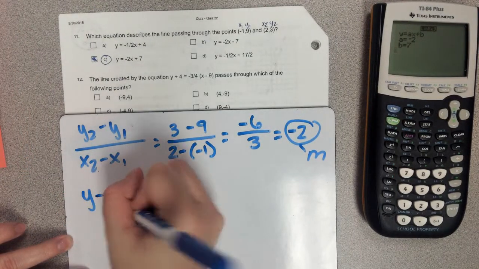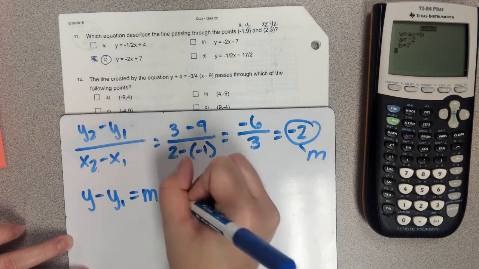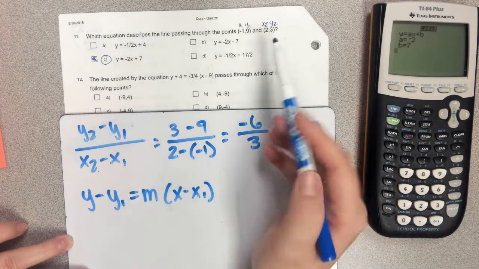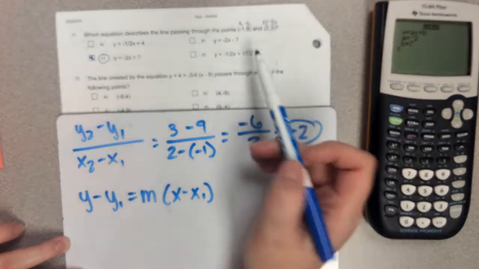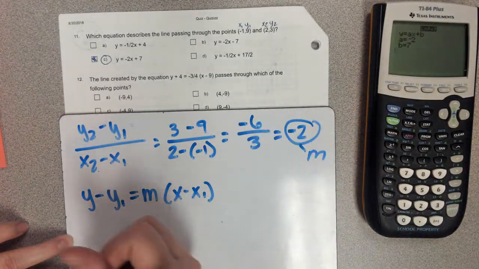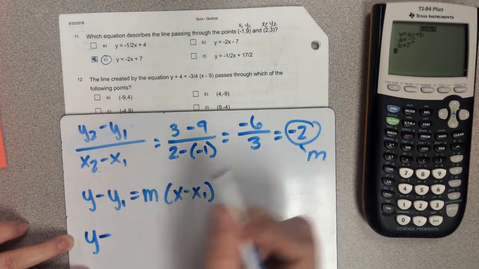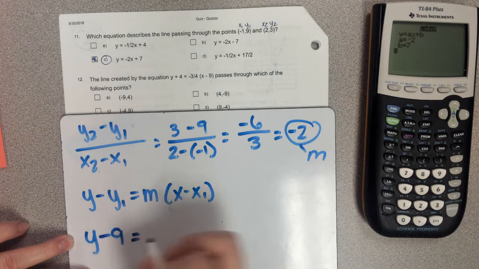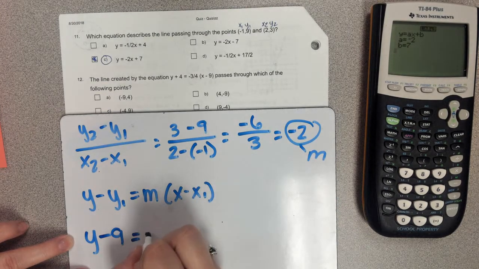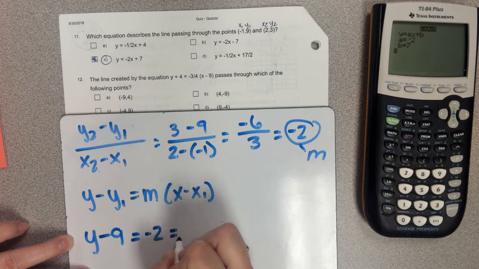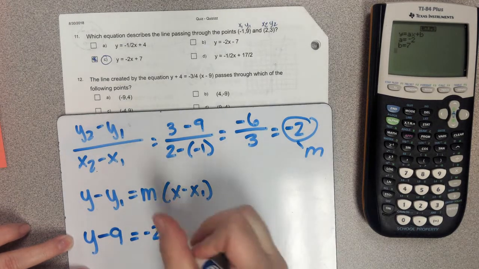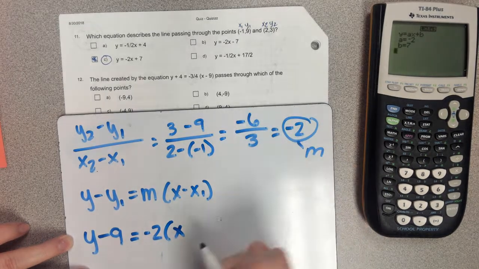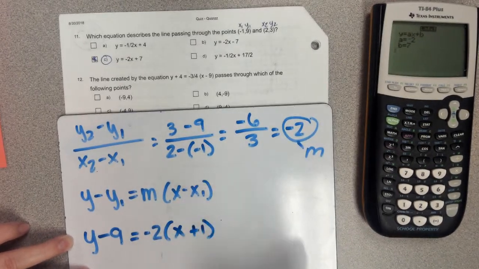Y minus y1. This is in point slope format. Now I'm going to plug and chug. I'm going to use the first ordered pair first, I apologize. Okay? Y minus, it's a positive here, so it becomes a negative here, equals, I calculated my slope, negative 2, times x. It's negative 1 here, so it becomes a positive 1 here.